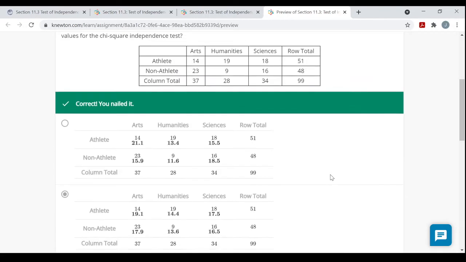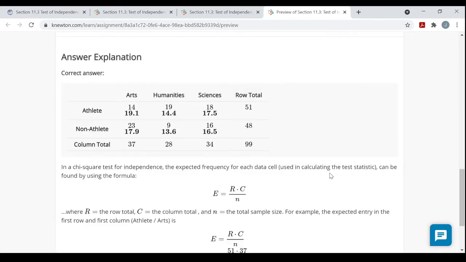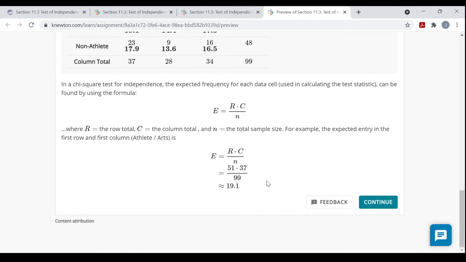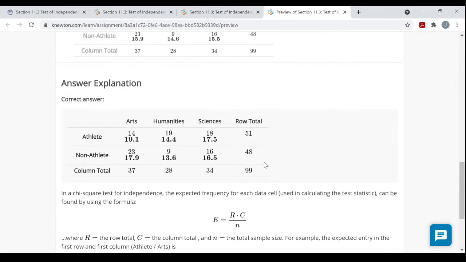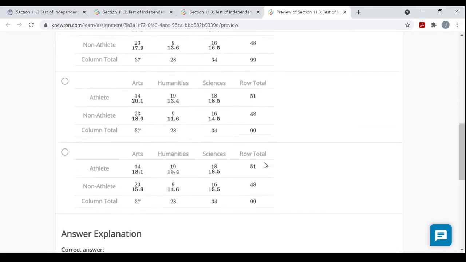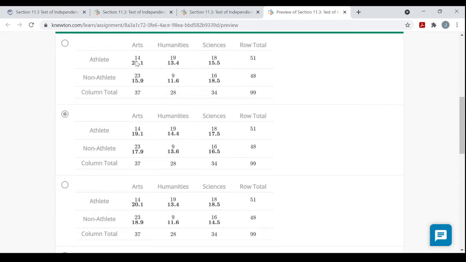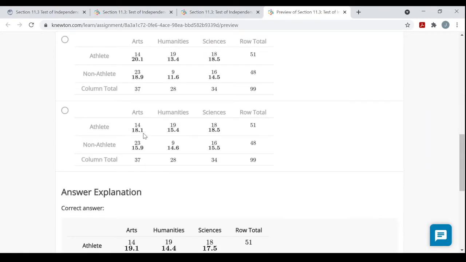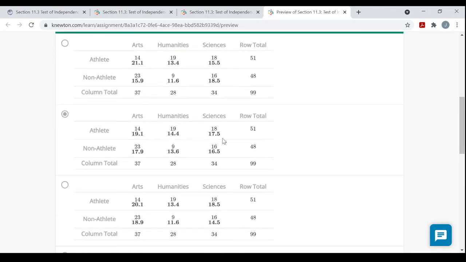Okay. And again, they show you going through all those calculations. Now they only show you for the first row, first column, and I guess you could have just done that because it's multiple choice and the only one that had 19.1 in the first row, first column expected value was the second one. So you could have just done that, but you should be able to do all of them.